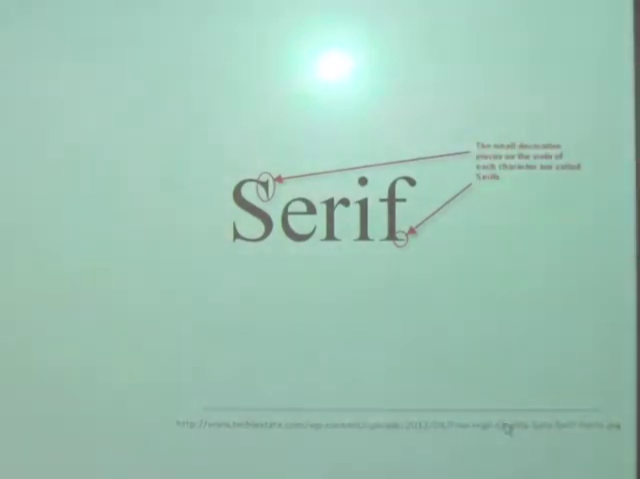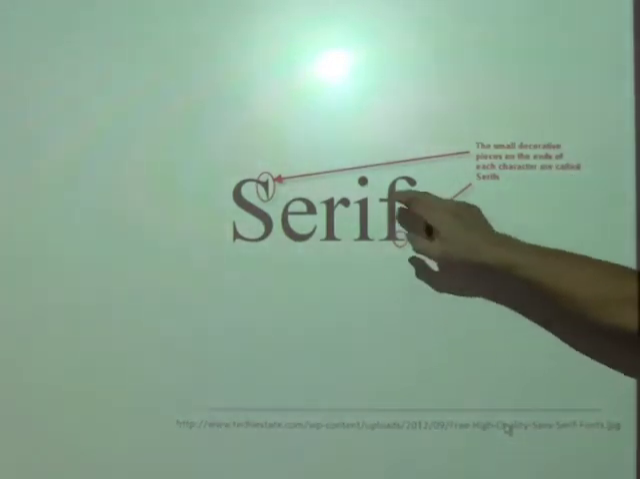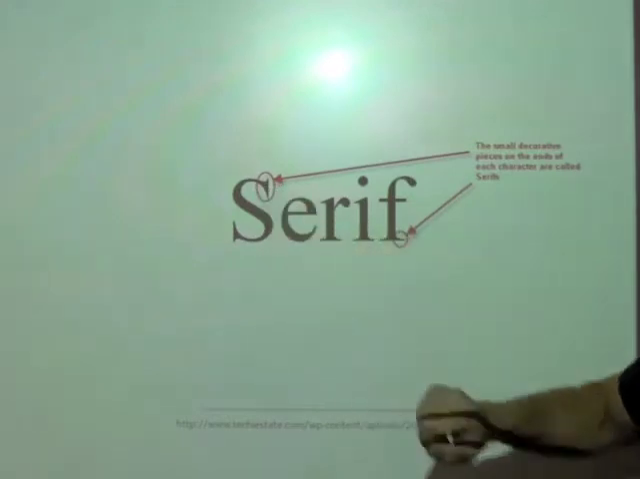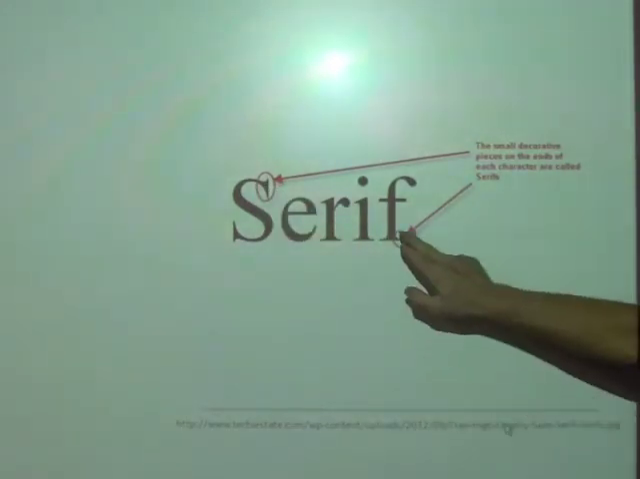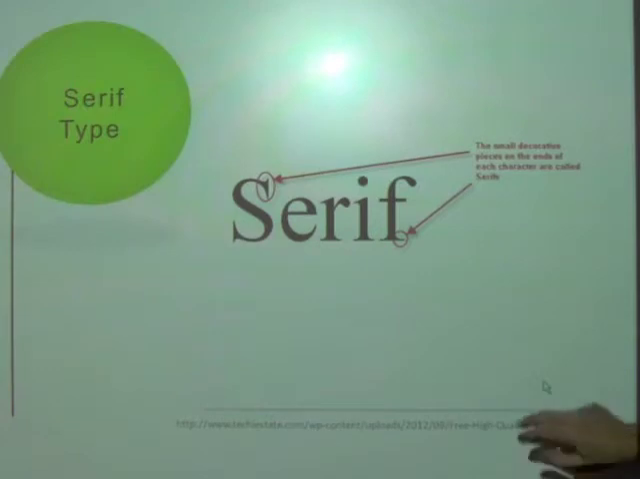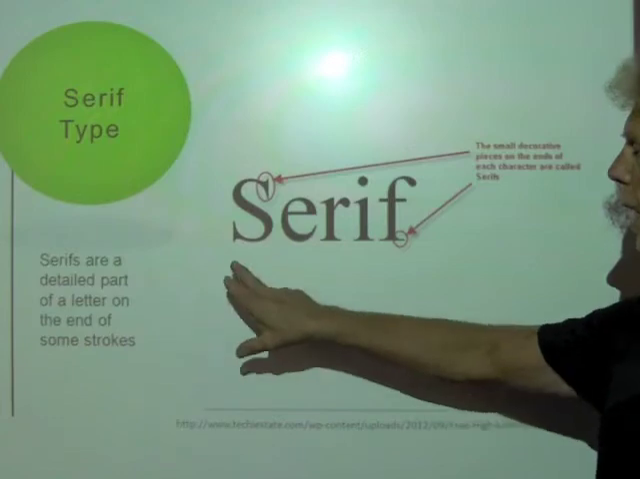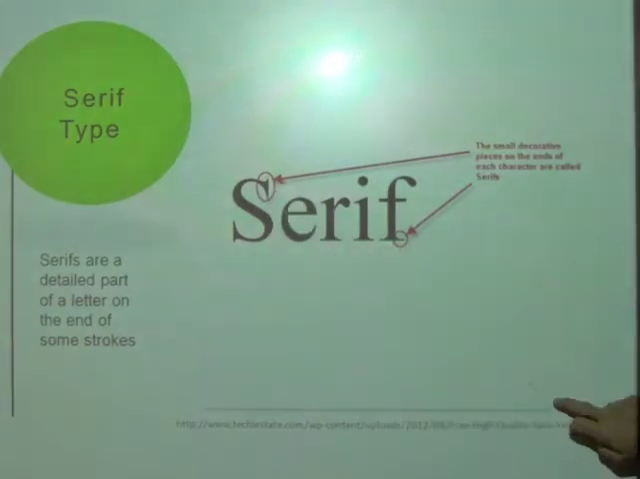Some terminology that becomes very important in typography. One of the terms that you will hear a lot is the term serif. Serif is small decorative pieces on the ends of each character. These are called serifs. In this case, we see this design piece at the top of the S and this design at the bottom of the F. Those are serifs. They are a detailed part of a letter on the end of some strokes.